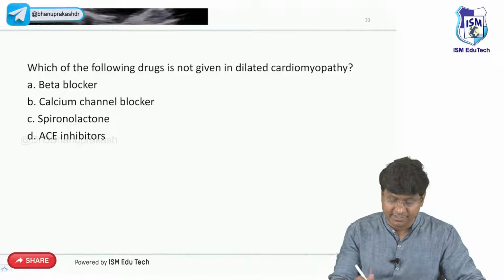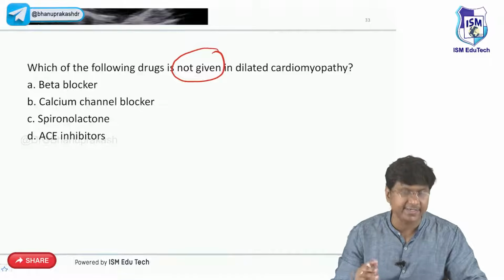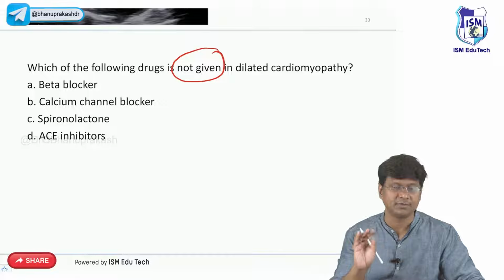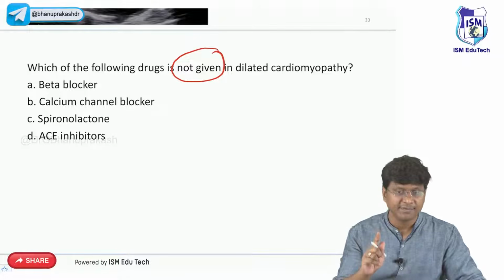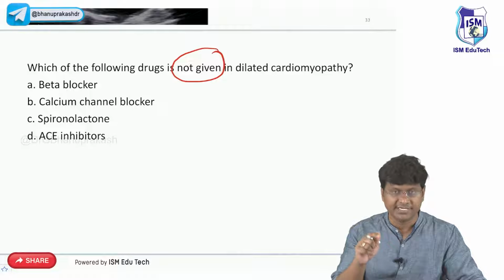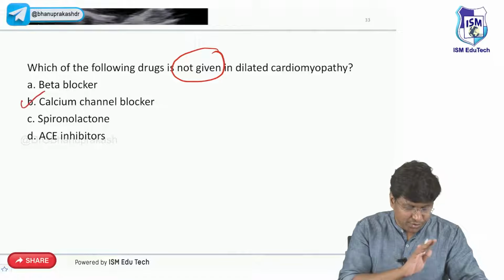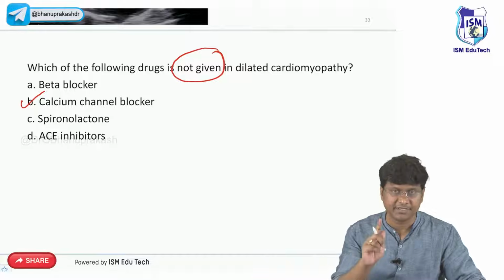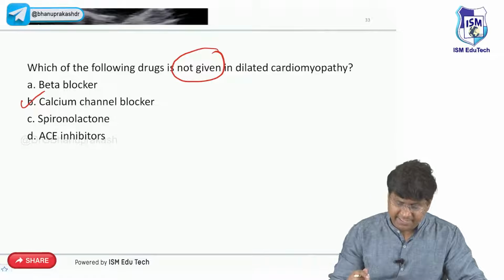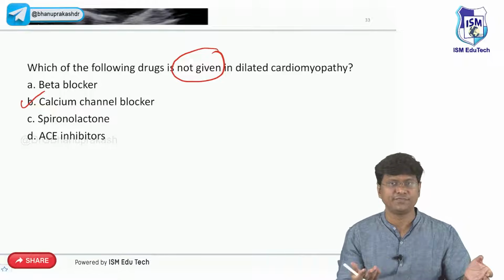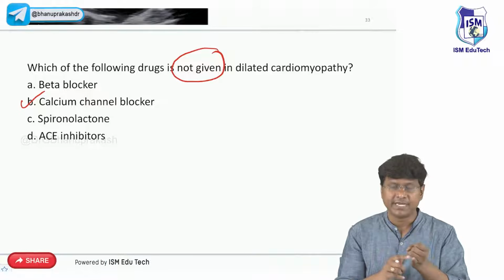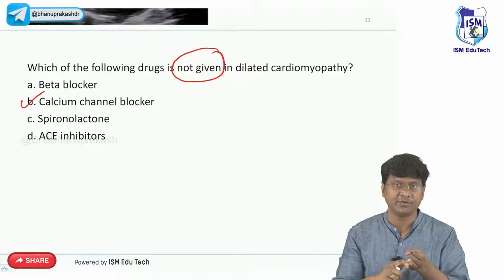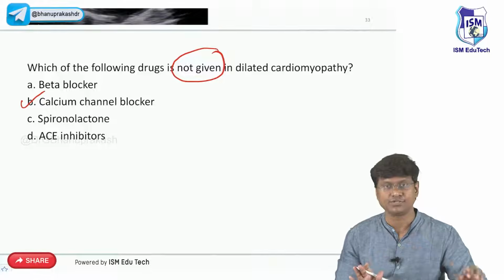Which of the following drugs is not given in dilated cardiomyopathy? Beta blockers, calcium channel blockers, spironolactone, and ACE inhibitor. Remember, in dilated cardiomyopathy the ejection fraction is reduced. So calcium channel blockers should not be given in patients with dilated cardiomyopathy. That's a very, very important point. The remaining drugs are similar to heart failure: furosemide we give, and once the individual is stabilized, we give beta blockers, ACE inhibitors, and then aldosterone antagonists.